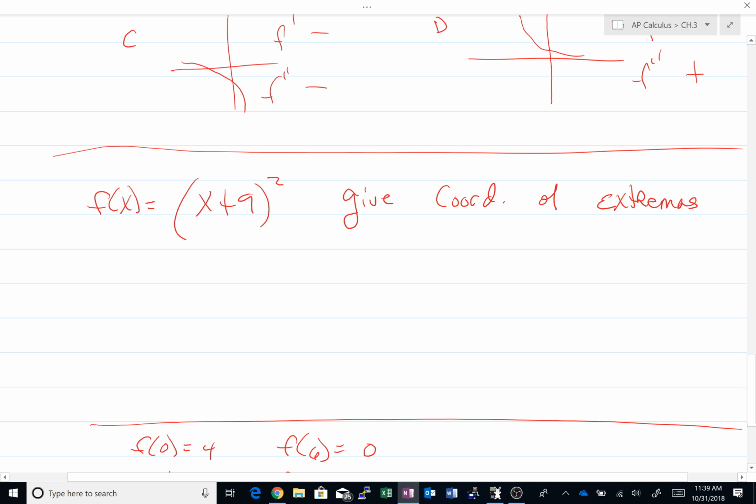Oh, wait. Did they say give coordinates in ordered pair? Coordinates in ordered pair. So I need the actual y value as well. How many are there? I don't know.